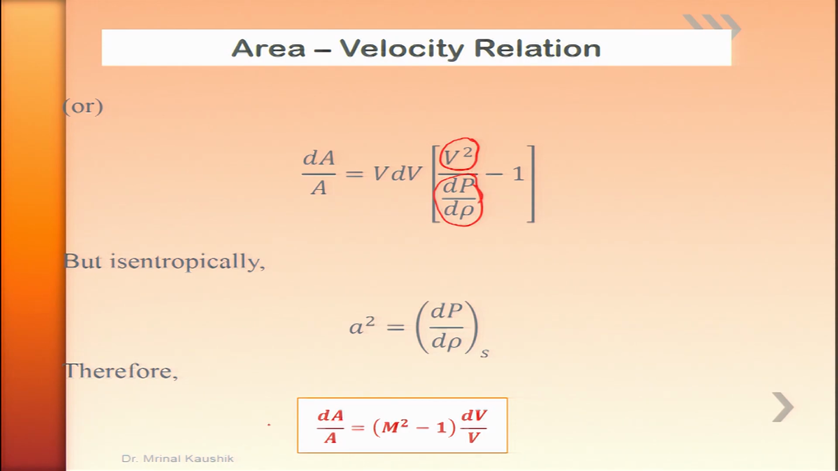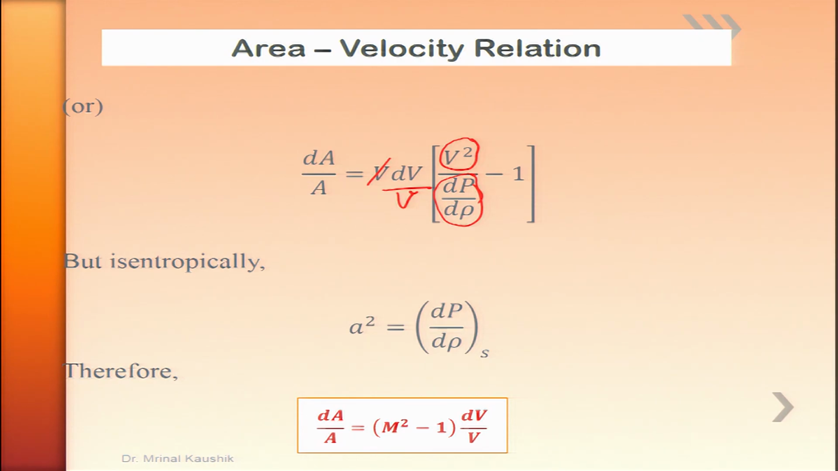Now, at this juncture, let us see one more fact here. This fellow will become dV by V, not V dV. This is wrongly written here. Now, the correction is dV by V and then V square over dP by d rho.